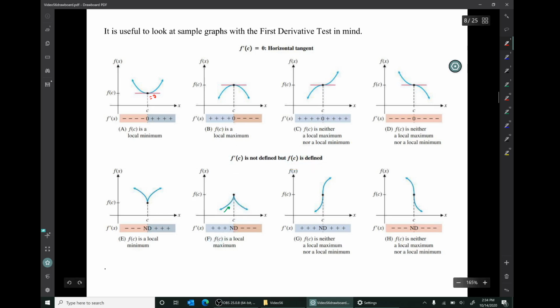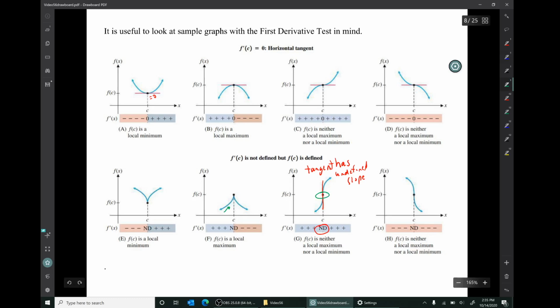Now look at an example where there is neither. Look at this graph. Notice that the derivative does not exist at x equals c. There is a tangent line at x equals c, but its slope is undefined. So the derivative does not exist at x equals c, but the y value does exist because there is a point on the graph. So x equals c is a critical number.